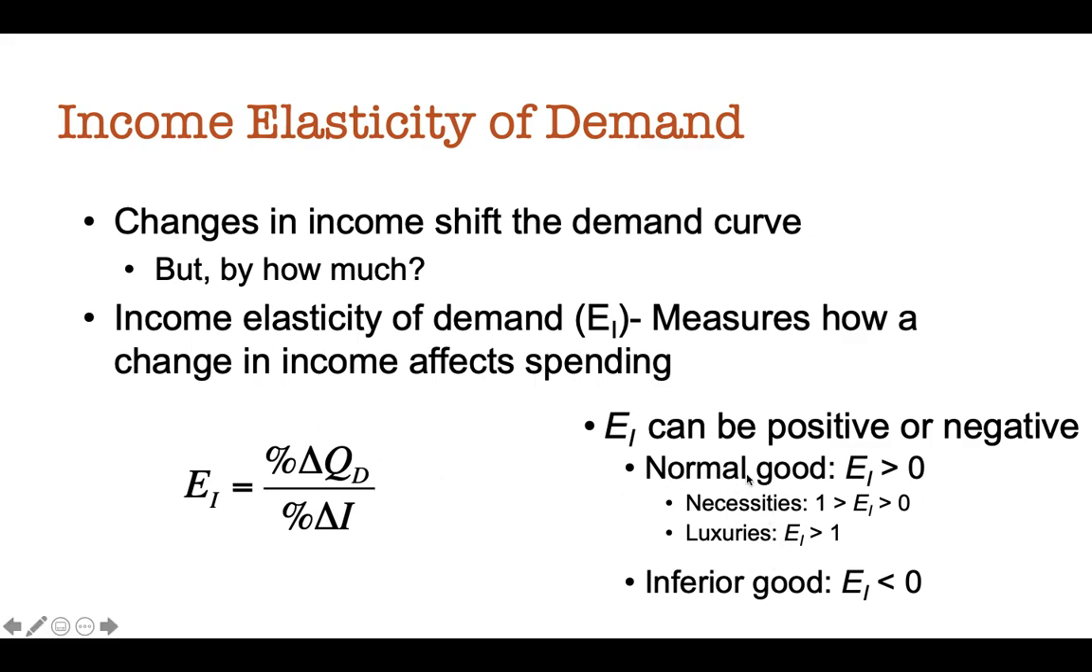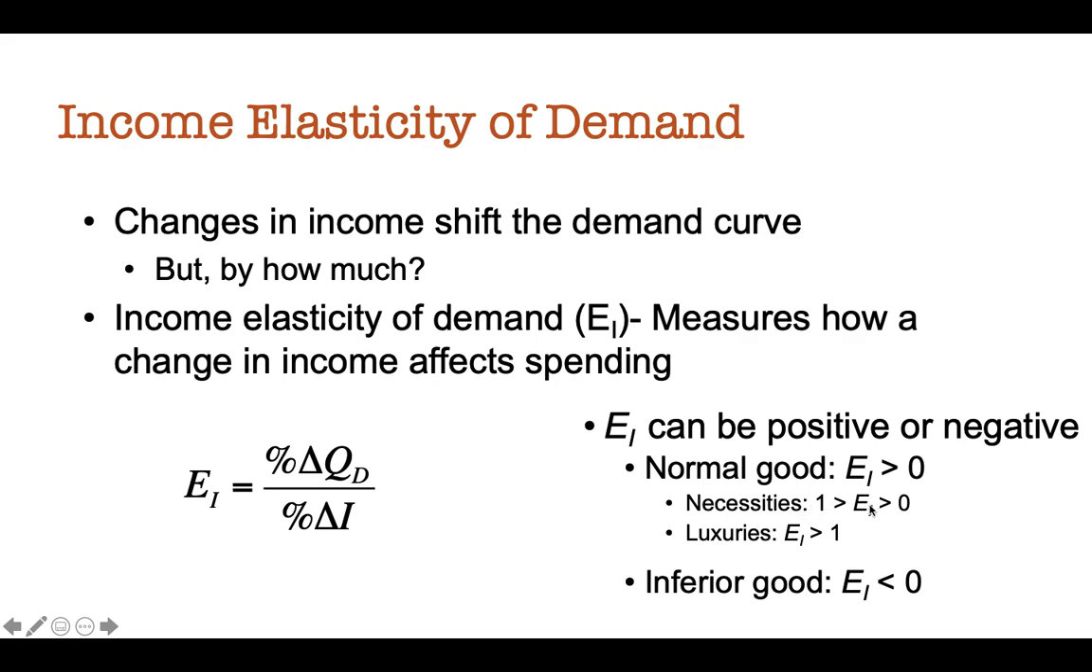So within the category of normal goods, so we know if a good is normal, we'll get a positive number here. There are 2 different types of normal goods. There are necessities and there are luxuries. So both of these are normal, meaning we will get a positive number here. But whether we get a big positive number or a small positive number is going to determine whether it's a necessity or a luxury. So if I get a small positive number here, 0 point something for income elasticity, it's going to mean we have a necessity.